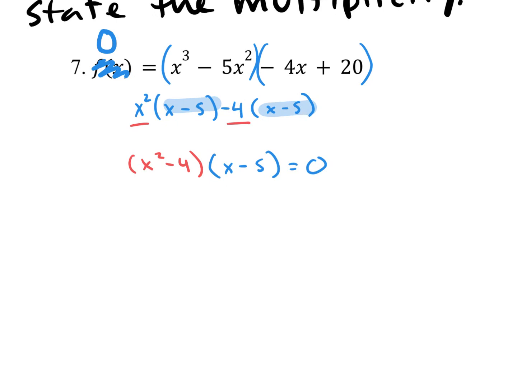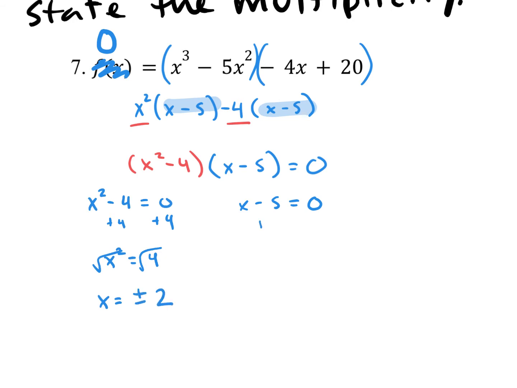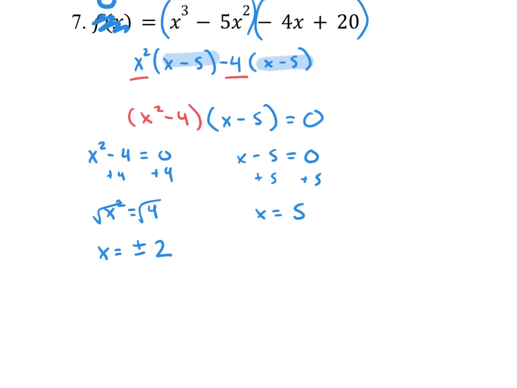From here, we just set each piece equal to 0. So x squared minus 4 is equal to 0. X minus 5 is equal to 0. And solve for x. So I'm going to add 4 on both sides. X squared is equal to 4. Take the square root. So what's x equal to? Just 2. Plus or minus 2. And the second one, I add 5 to both sides. So x is equal to 5. So my zeros are x is equal to -2, +2, and 5.